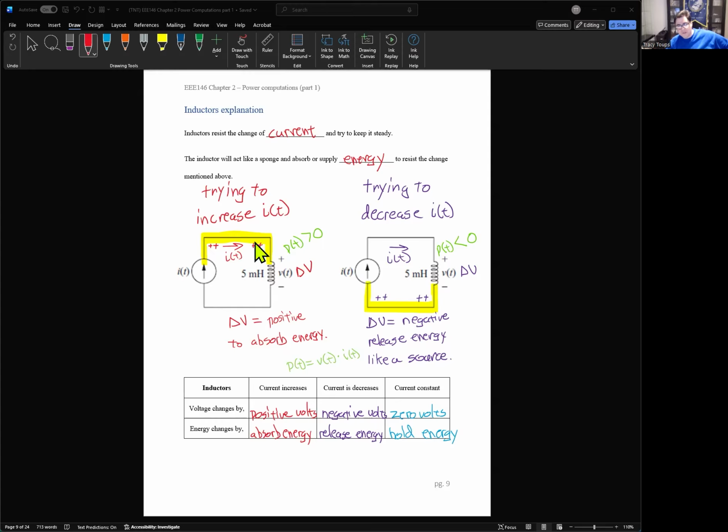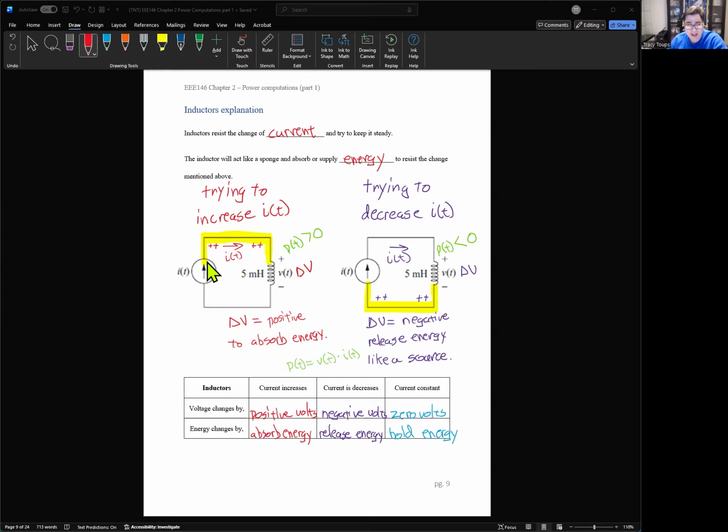Okay. So in terms of circuit analysis, we can look at a very simple circuit. We have a source right here. And let's say we have an inductor. Let's say it doesn't have a lot of energy. And the source all of a sudden says, hey, let's increase the current. Current, let's go up. Inductor's like, nope, not just yet.